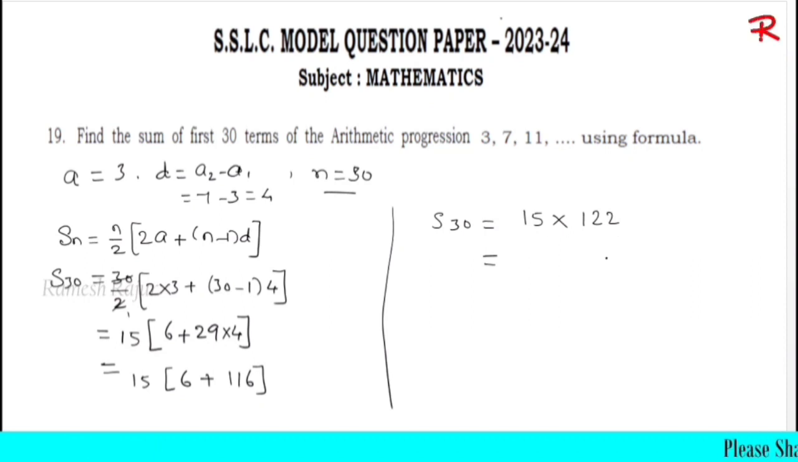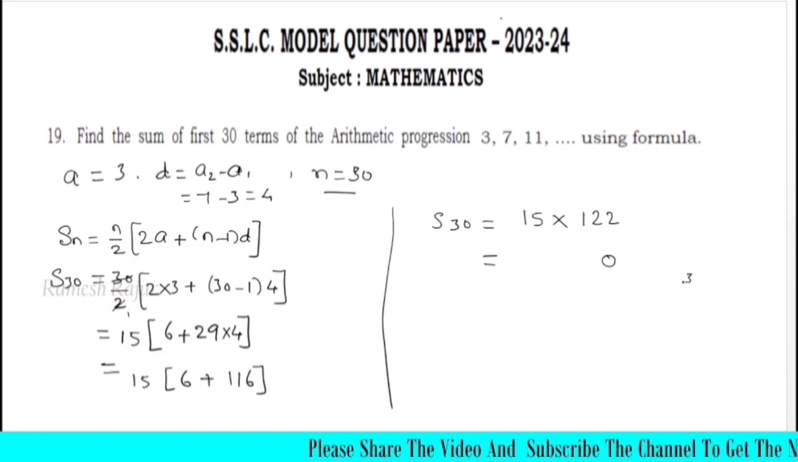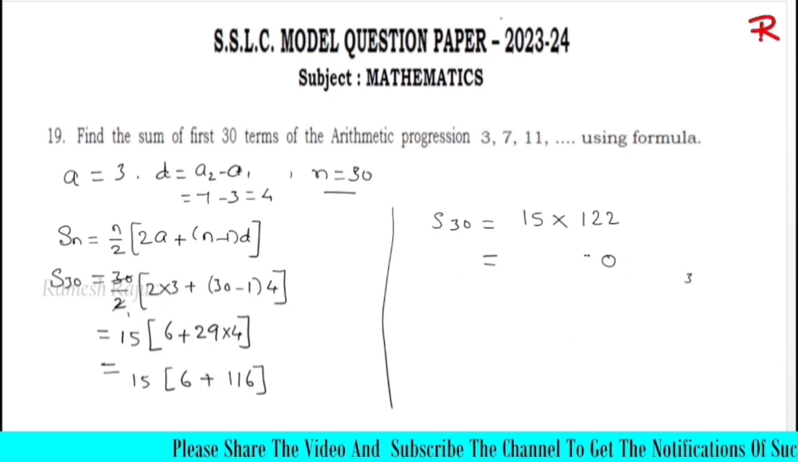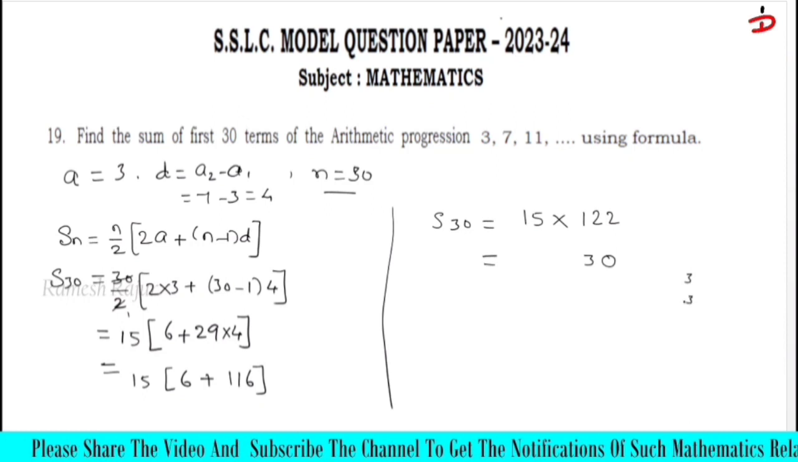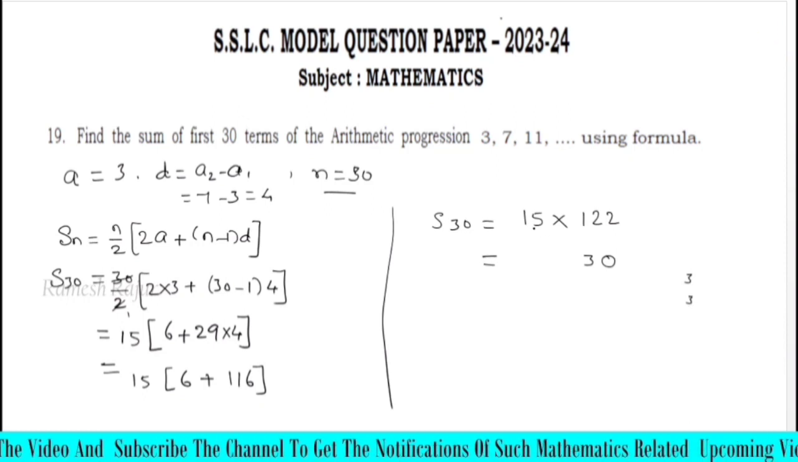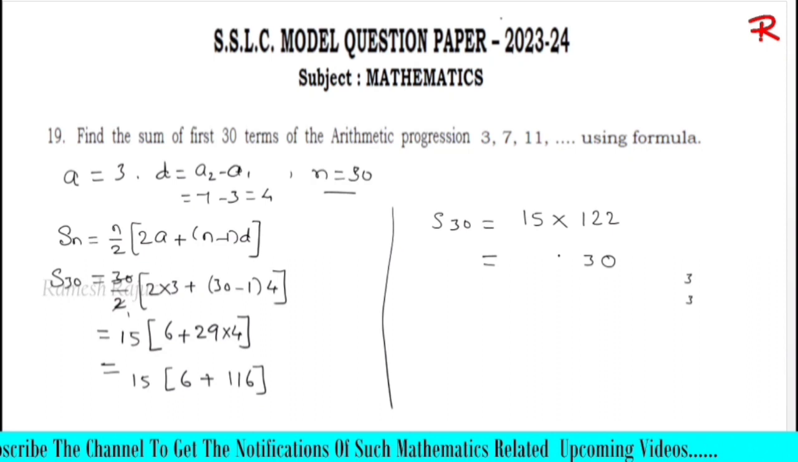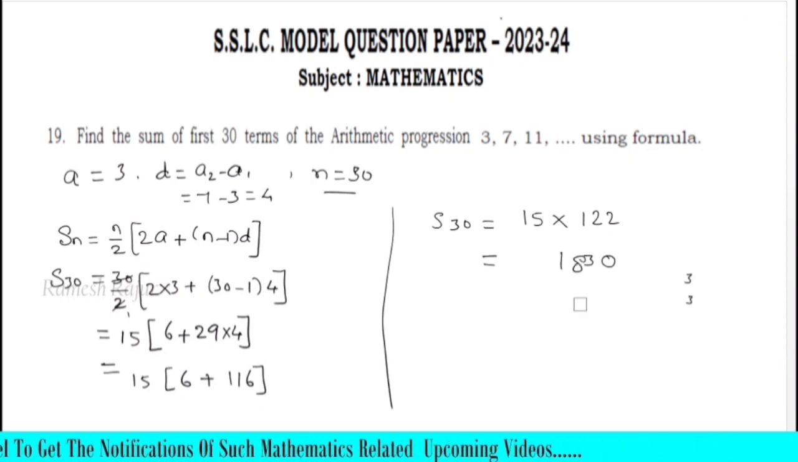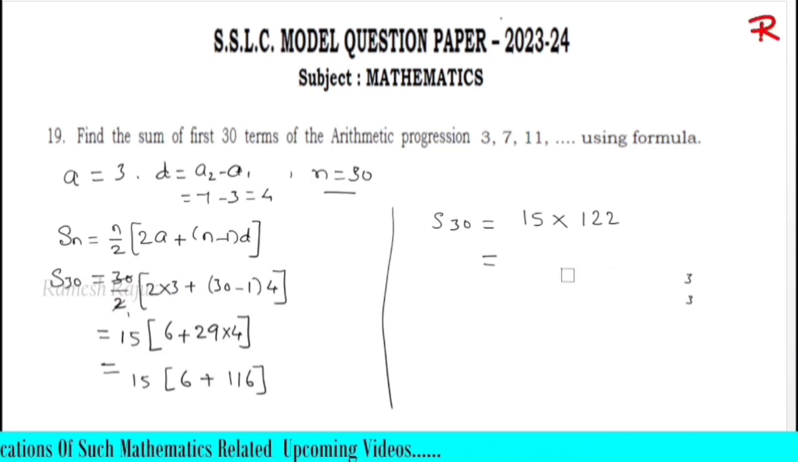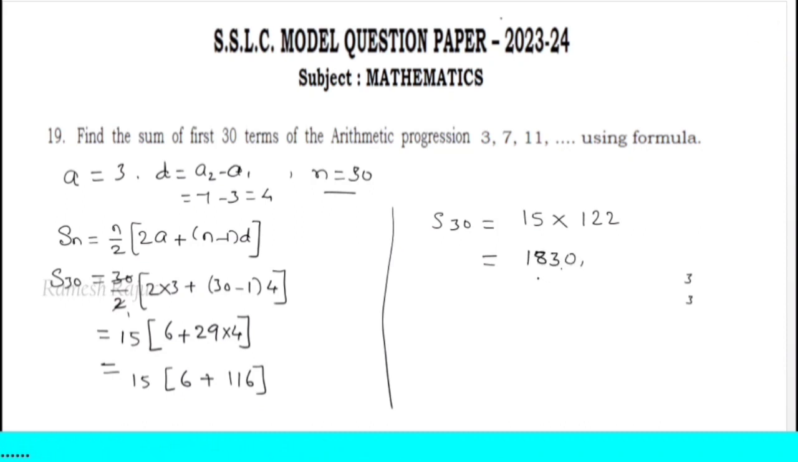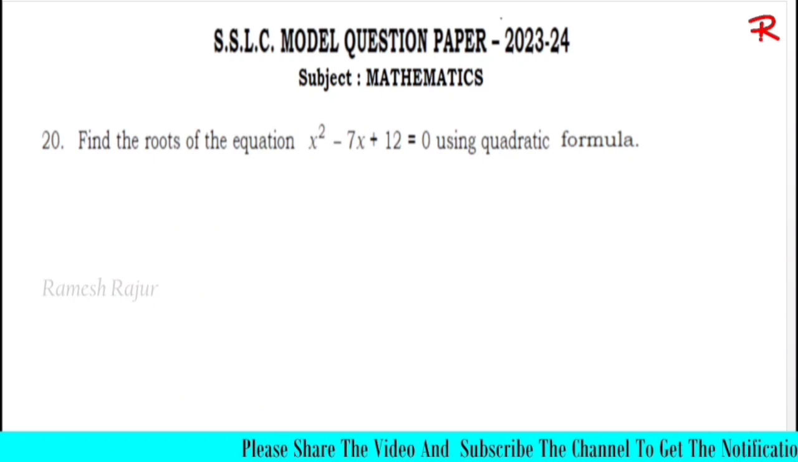15 twos are 30, we get 3 carry. 15 twos are 30 plus 3, 33. 3 again remains the carry. 15 ones are 15 plus 3 is equal to 18. That is 1830. Moving to the next question.